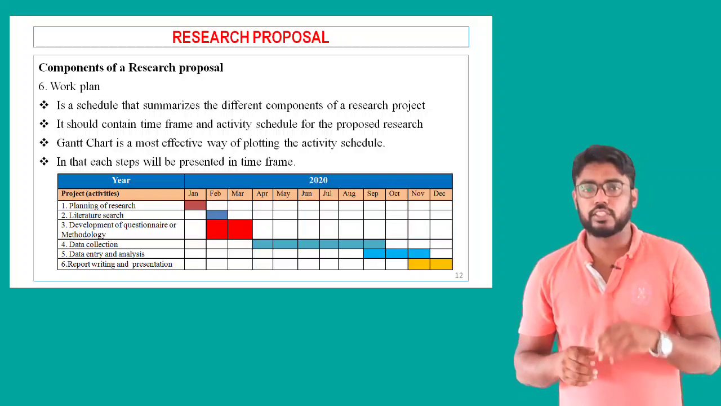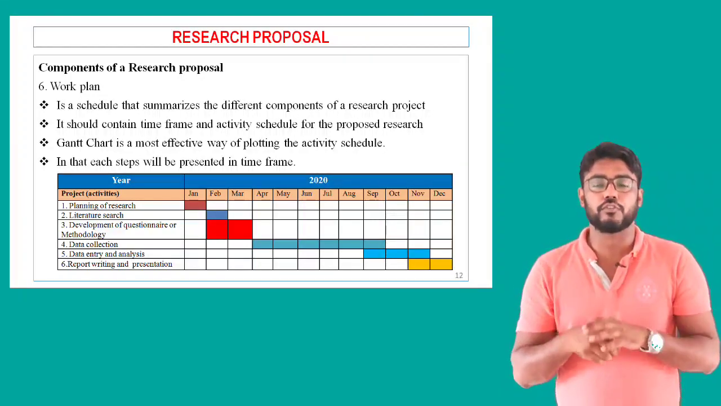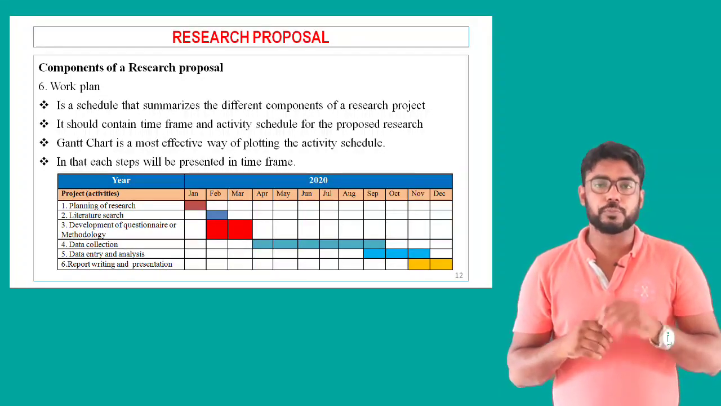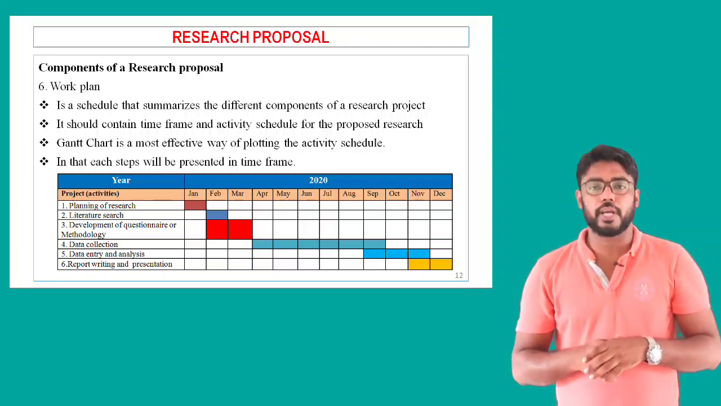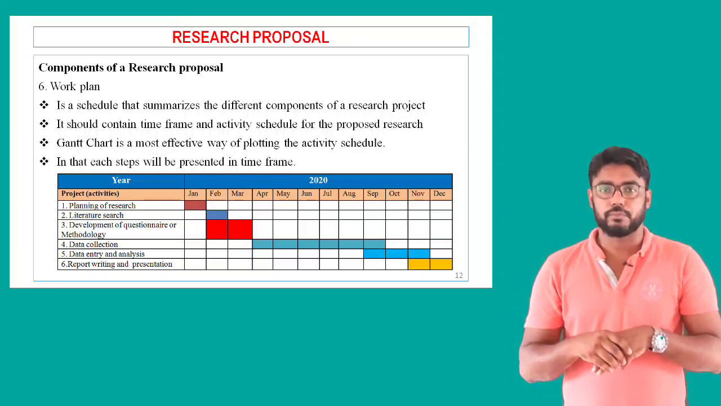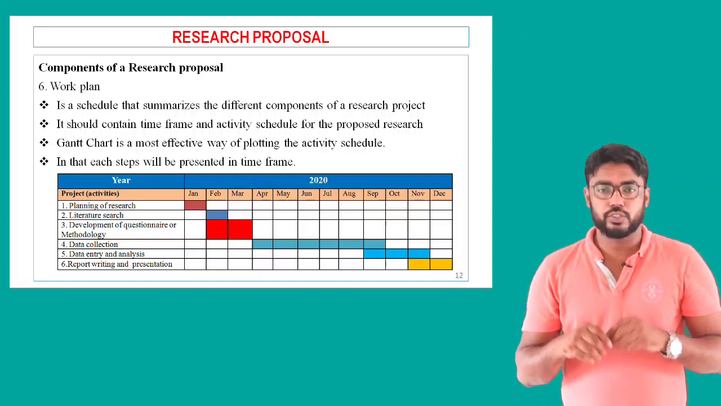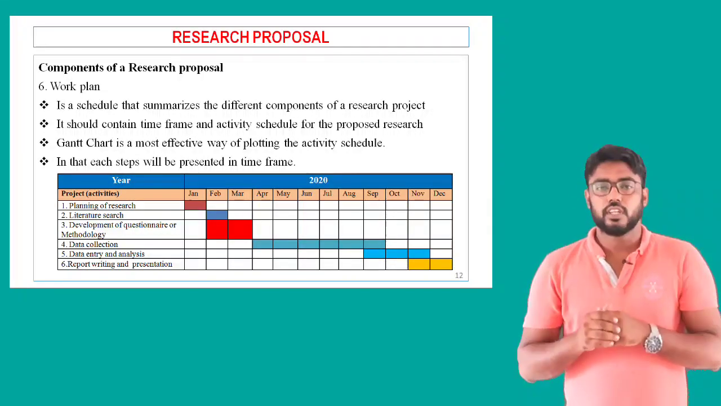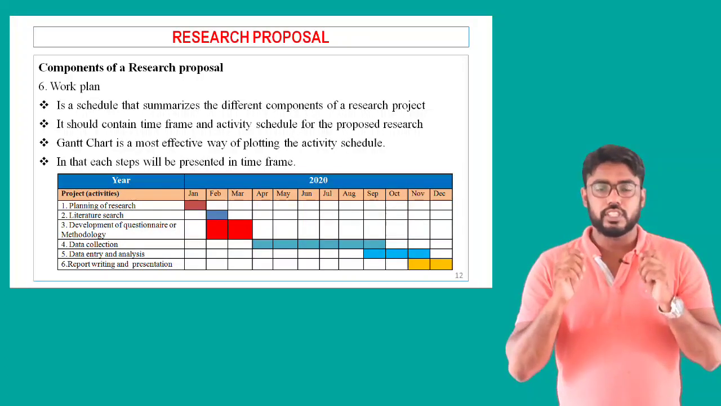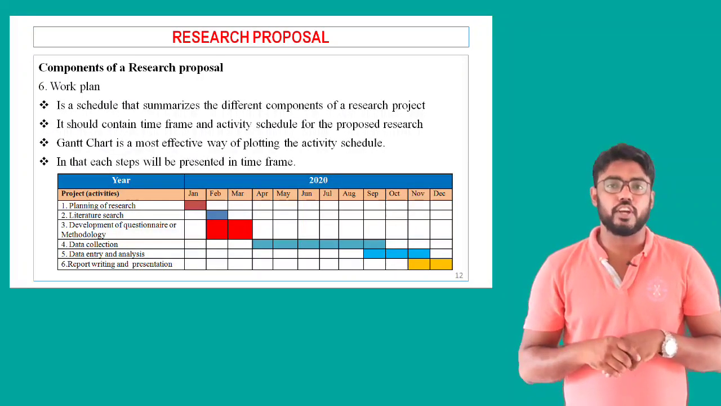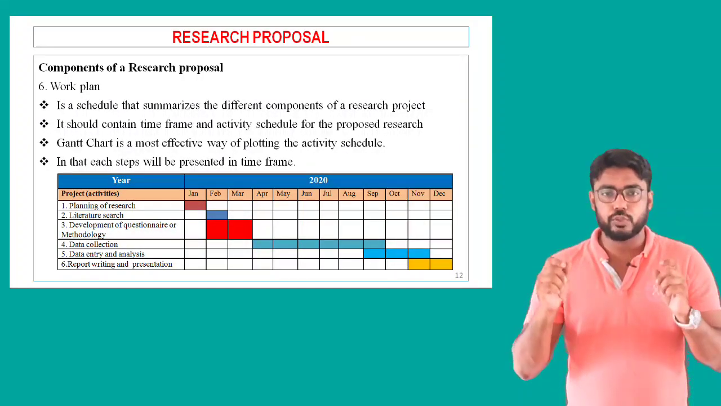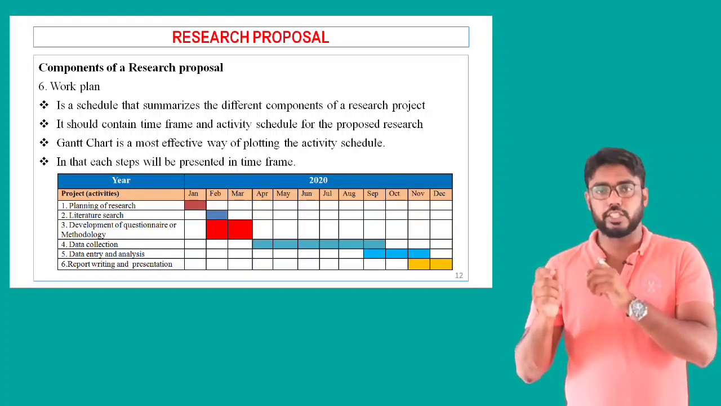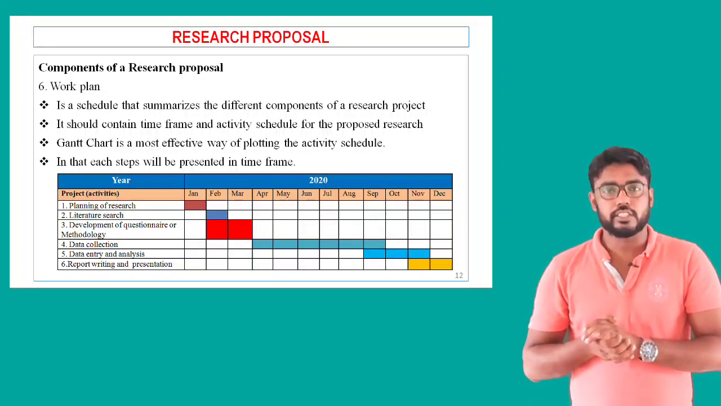The work plan is a schedule that summarizes the different components of a research proposal or research project. It should contain the time frame and activity schedule for the proposed research. A Gantt chart is the most effective way of plotting the activity schedule, and in it each step will be presented in a time frame.